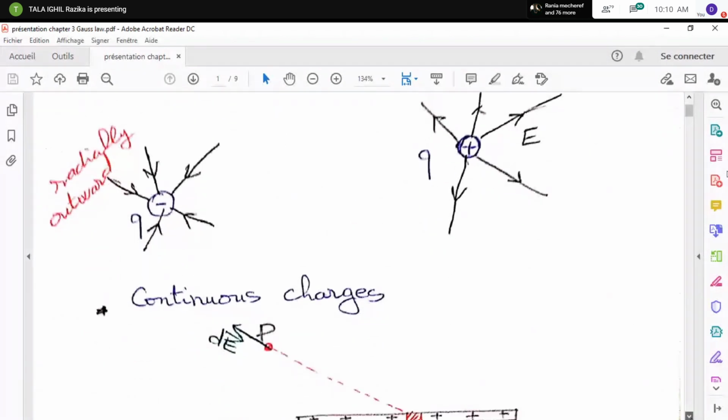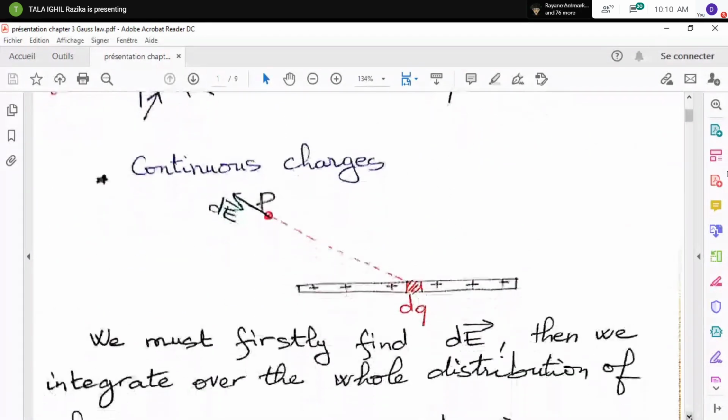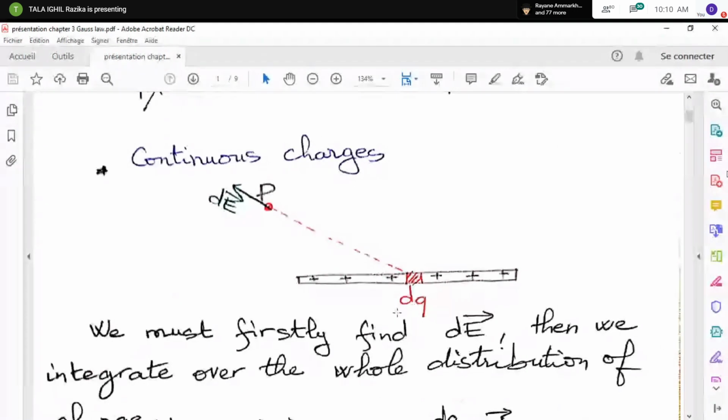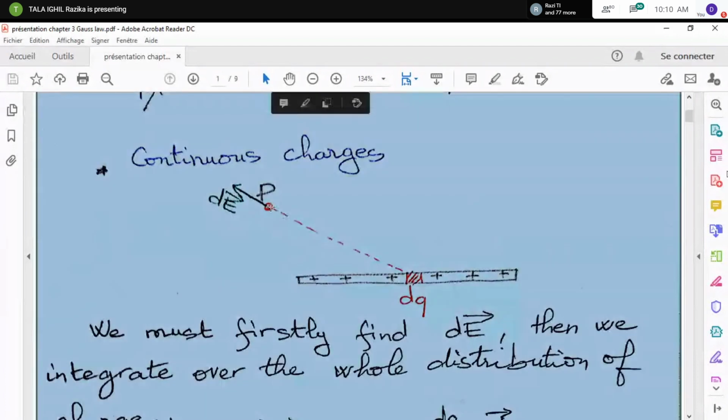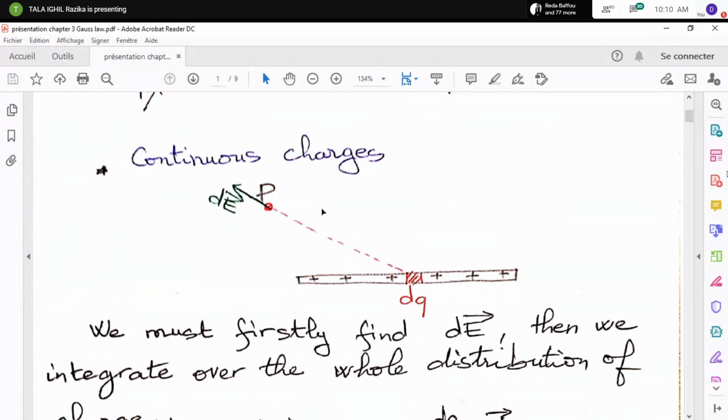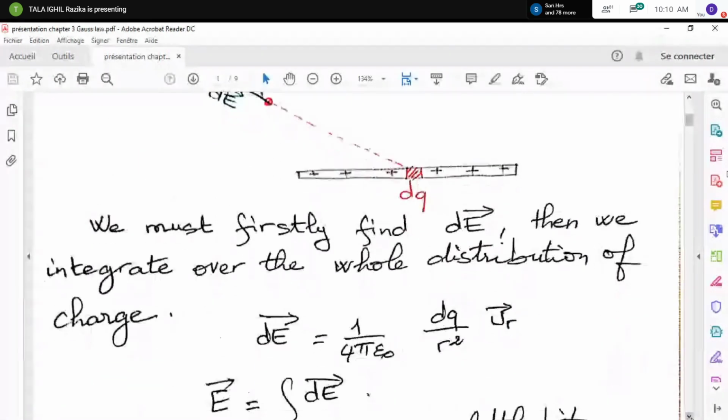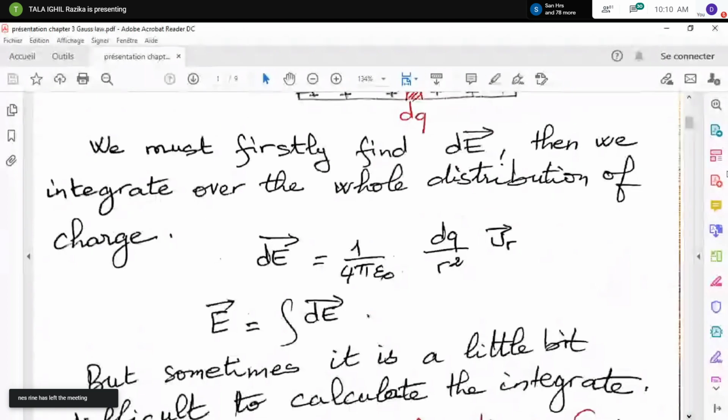We have seen also that for a continuous charge, we must define an element of charge dq and identify the point where we want to deduce the total electric field, and then we deduce dE. After we deduce dE, we integrate to get E. So you remember the formula of dE is 1 over 4 pi epsilon 0 dq over r square ur. Then when we identify dE, we integrate to get the total electric field.